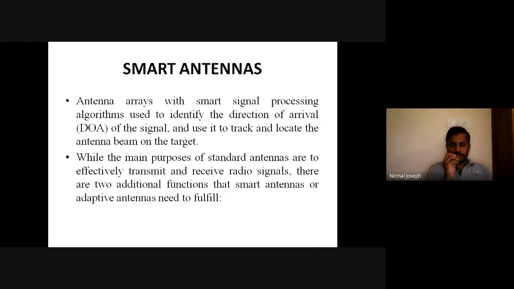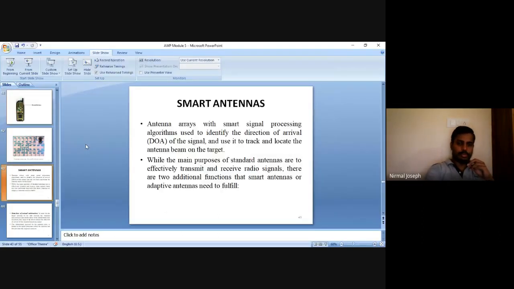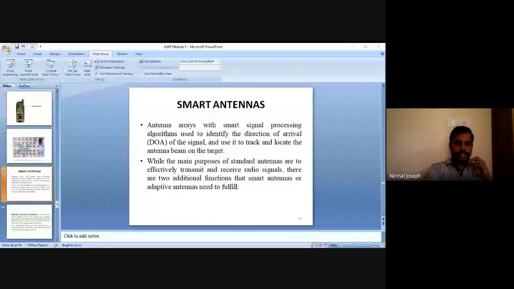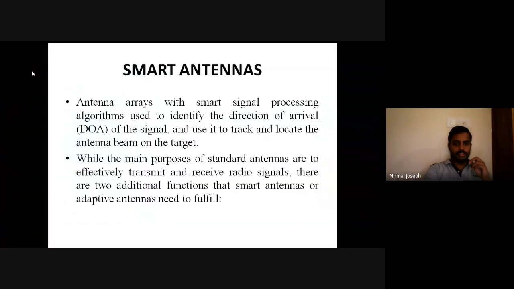Okay. Then, once we have located the direction of arrival of the signal, we can use it to locate the antenna beam on the target. We have a target, and from there we are receiving a signal. So we want to focus our antenna beam onto that target. If we are able to identify the location of the target by using subsequent processing algorithms, we can easily identify the direction, and we can point our antenna beam at that particular target. Okay, so our directivity will be more.